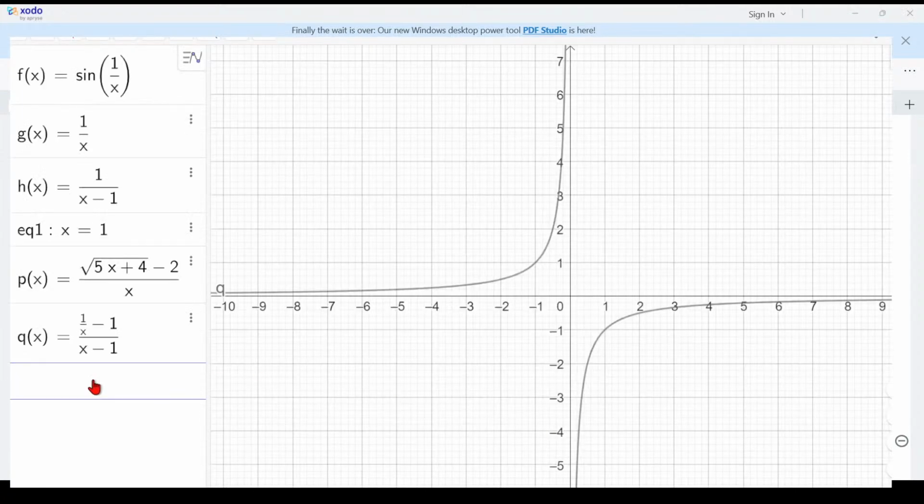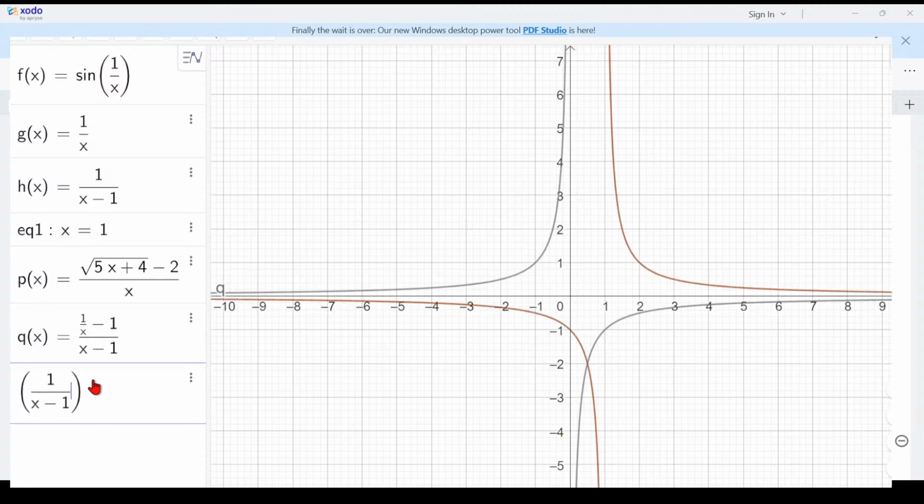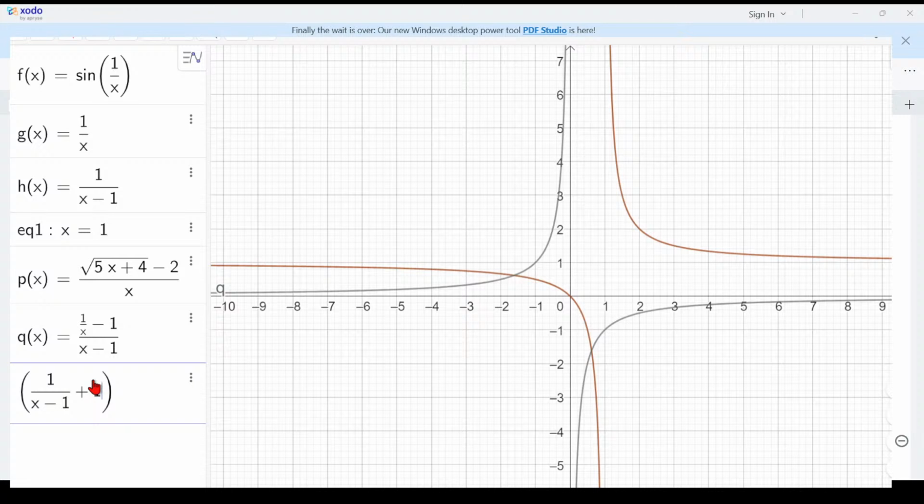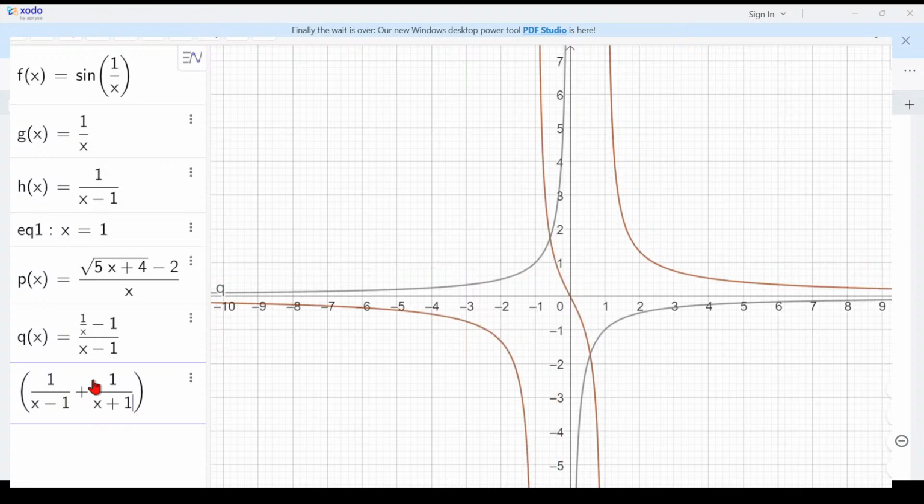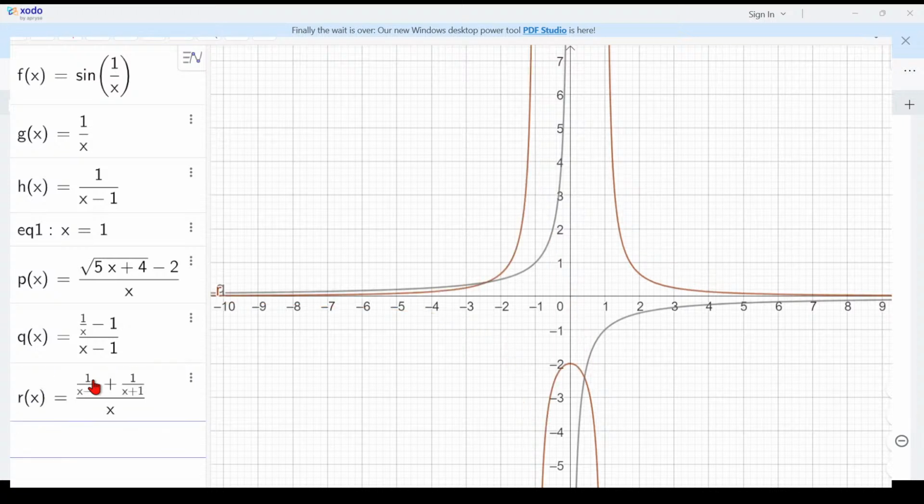Now I'll try to plot the graph. Tell me, what is the function? 1 by x minus 1 plus 1 by x plus 1 whole divided by x. This one only, no? Yes, sir. Okay. Now, what is the limit when x tends to 0? It is minus 2. Clear, right? Yes, sir. Okay, graphically you are clear, no?